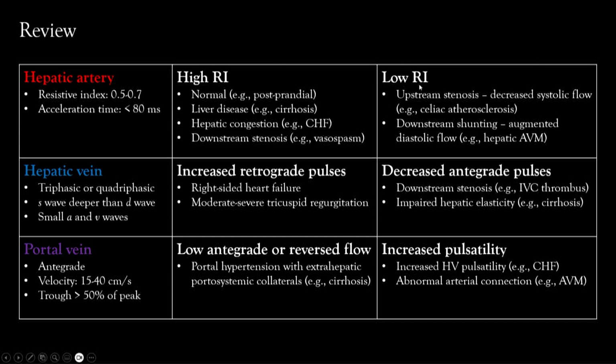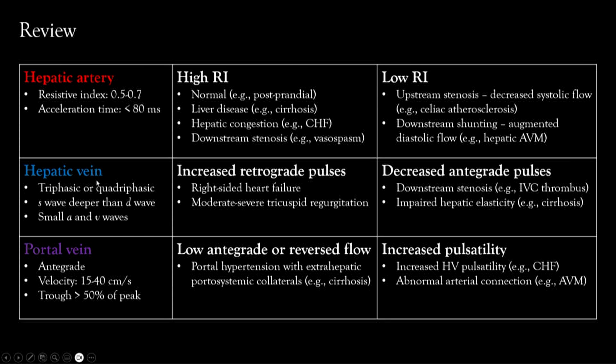In contrast, we see a low RI in the hepatic artery. That's going to suggest one of two things. One thing is that there could be upstream stenosis. So there's some sort of stenosis that is more proximal in the vessel, and that's leading to blunting of the systolic flow at the point where you're measuring. Alternatively, you can have downstream shunting that results in augmented diastolic flow, where you have that preserved systolic peak, but just more flow after that peak throughout the cardiac cycle. And that's going to make us think of things like AVF, AVM, for example.